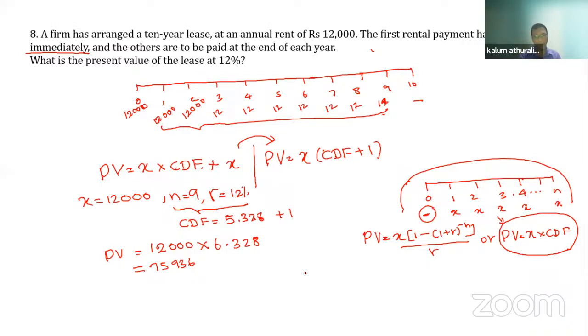Did you understand? Right. Remember that when the first payment is made immediately, you find the CDF and add 1. Right. Go to the next.